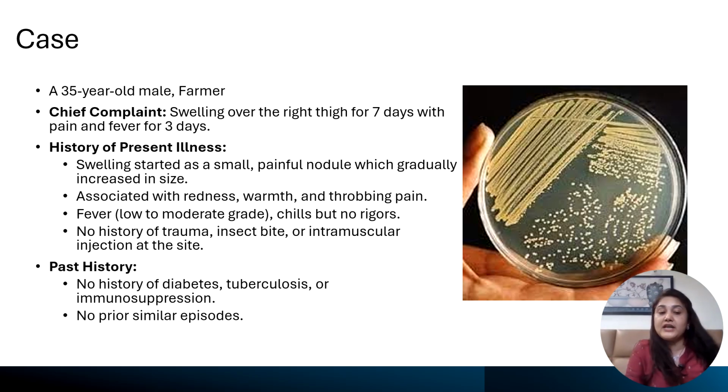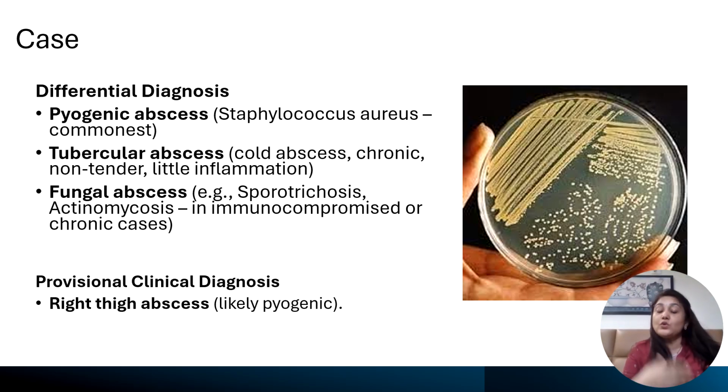Now we have to understand the differential diagnosis. What are the various differential diagnoses in this condition? The first one is a pyogenic abscess, and the most common organism would be Staphylococcus aureus. It could be a tuberculous abscess as well, also called a cold abscess. But here the differentiating points will be that there will be no rubor, tenderness or calor. That's why it is called a cold abscess.